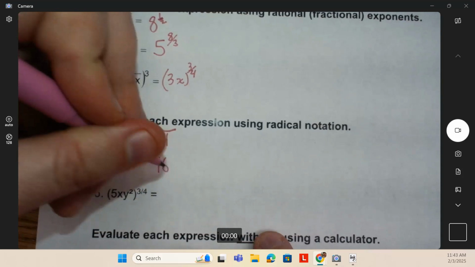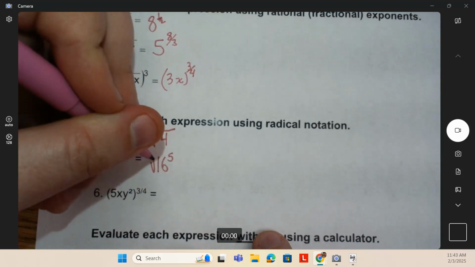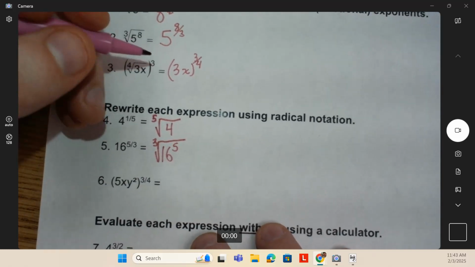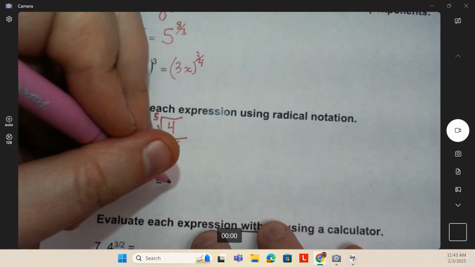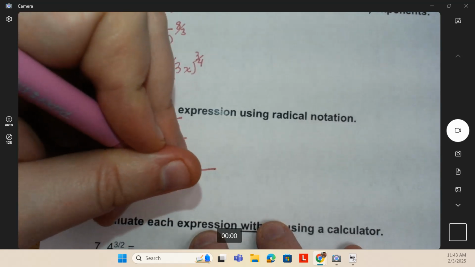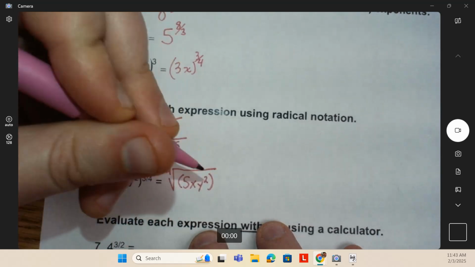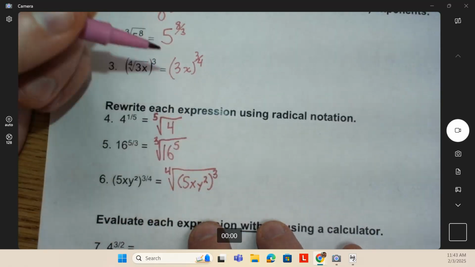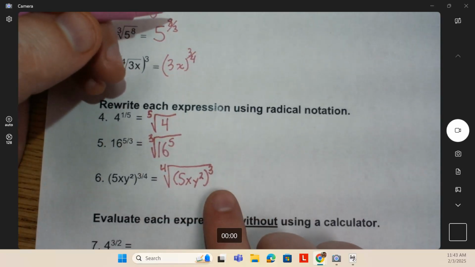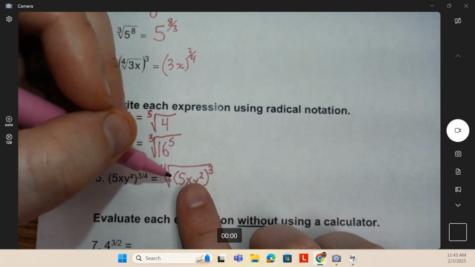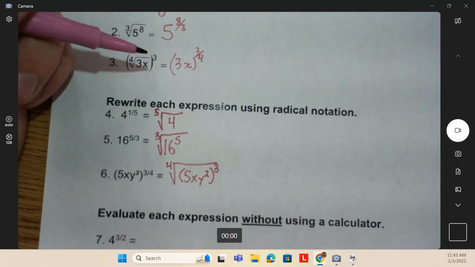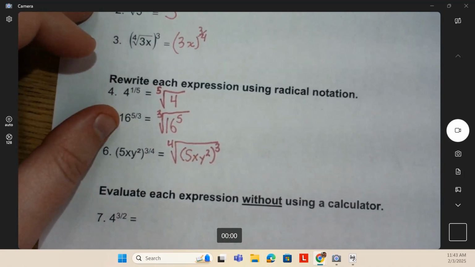Same thing here. We got 16 to the 5th power. And then the 3 is going to be my index on the outside. And in a similar way here, we got an index of 4, and the 5xy squared is going to be just to the 3rd power. So we could put it there. We could also put the whole thing in parentheses and put the 3 on the outside. We could even distribute that 3 into the 5. So I'd do 5 cubed, x cubed, and then y would be to the 6th. Just depends on what we're doing with it as to what would work best.